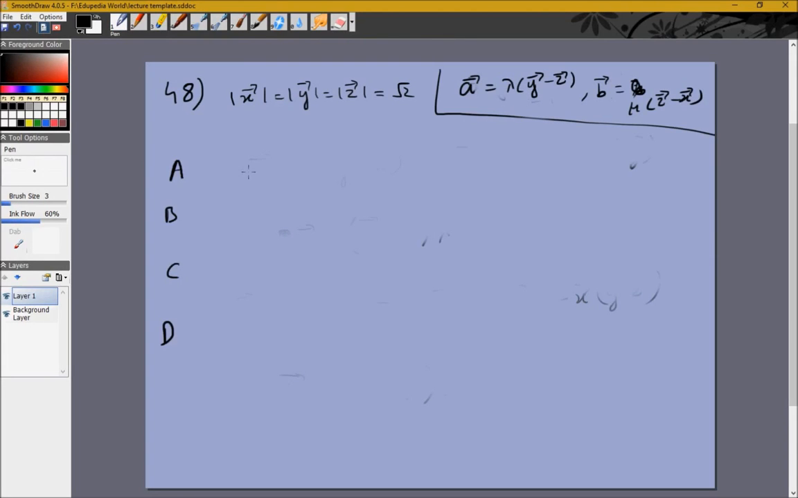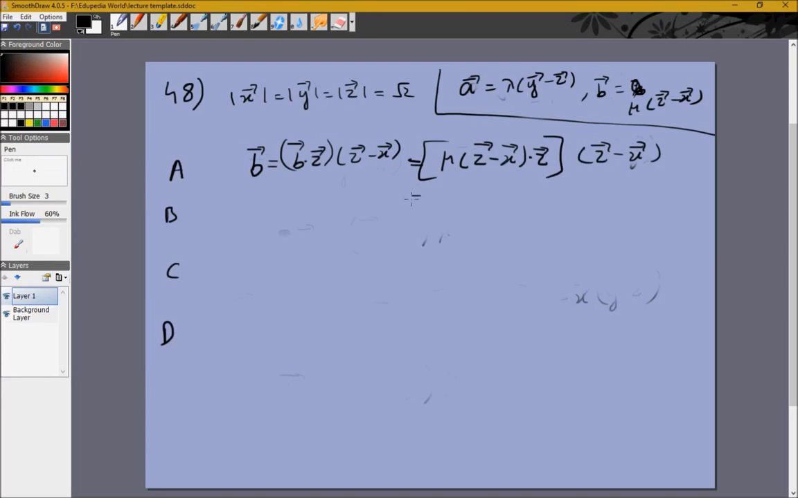So A says that b is equal to b dot z times z minus x. Let's put the value of b from here and solve the RHS. So mu times z minus x dot z, this is the vector b dot z, times z minus x. What does that come out to be?